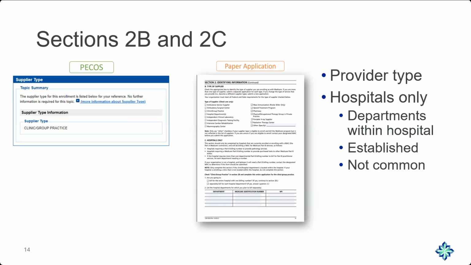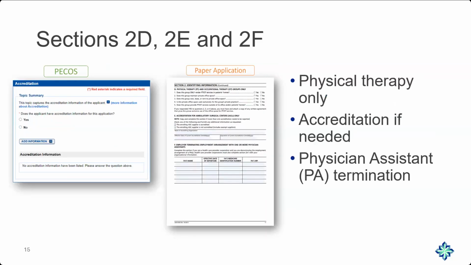This is also where if you have a hospital where the departments within the hospital are going to enroll separately, we do have a section where we're asking for the department and their identification number and their MPI. That's not something that's really common anymore, but it is something that would be reported on that 855B. A lot of our hospitals are enrolling in the Part A side, or they're enrolling as a group clinic if they have an outpatient.